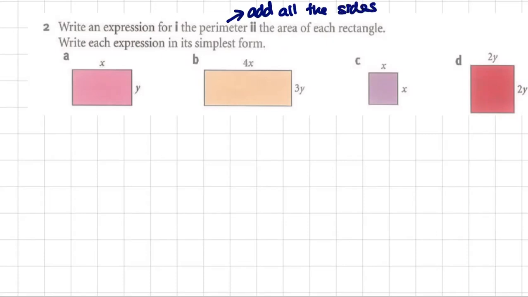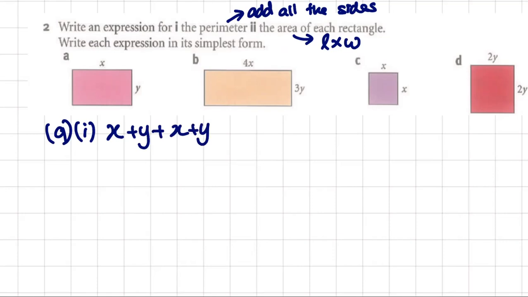And then area is just length multiplied by width for a rectangle. So let's look at 2a. The perimeter would be x plus y plus x plus y. The answer would be 2x plus 2y. So this is the perimeter.